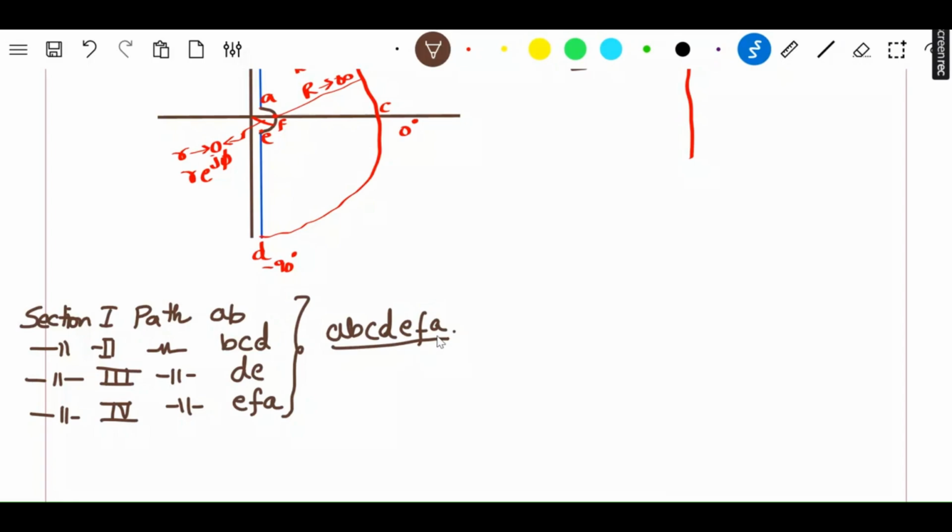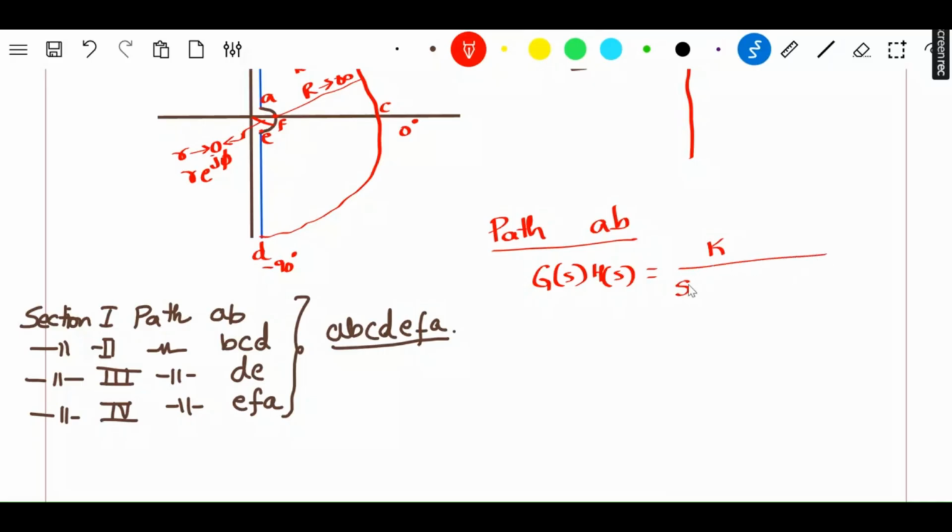Okay. Now let us first go with the first step. Let us go with path AB. So take the problem which is given, where G of S into H of S is K divided by S into S plus 1 into S plus 2. As usual, we substitute S equals j omega. So I'll get G of j omega into H of j omega equals K divided by j omega into j omega plus 1 into j omega plus 2.